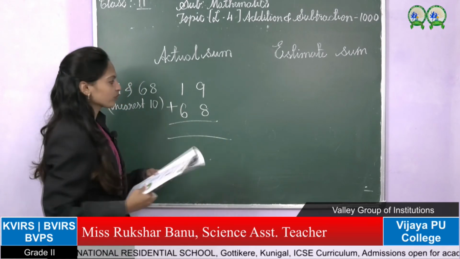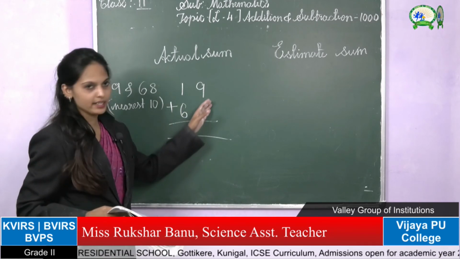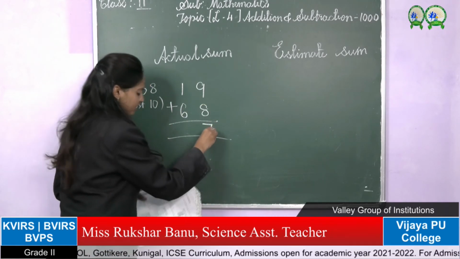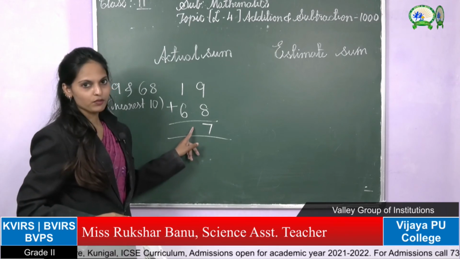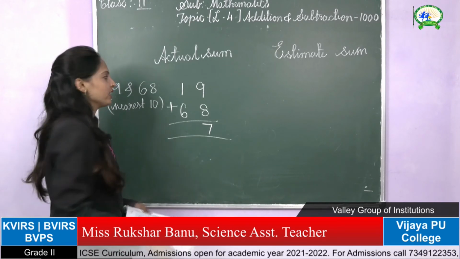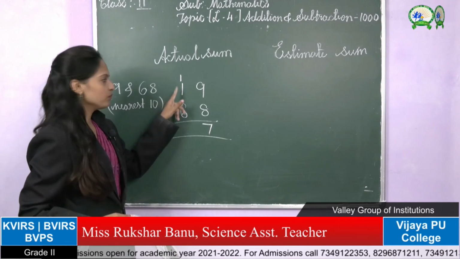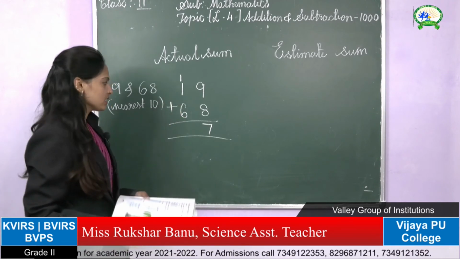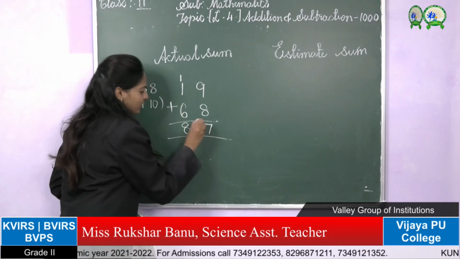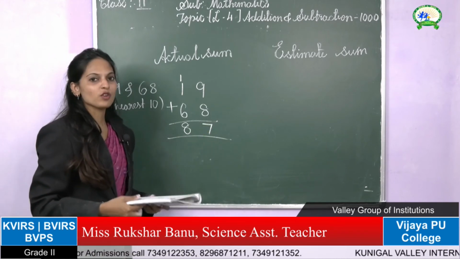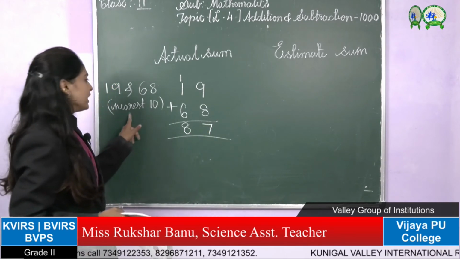Okay, so again we have to add here 9 plus 8. So 9 plus 8 what? 17. Yes, for 17 we have to write one number and carry 1 over here. Okay, now we got 1 plus 1 is 2, and plus 6 is 8. Okay, so this is the actual sum. Okay, and what is the estimate sum? What can we do for the estimate sum here?